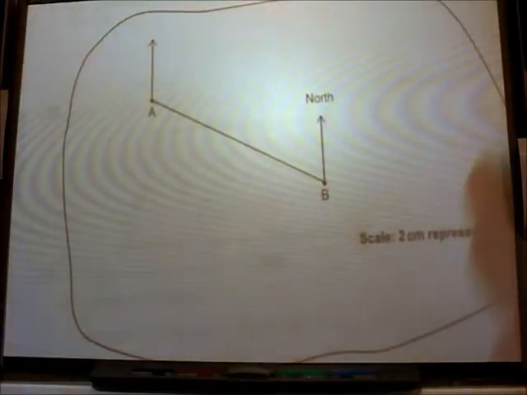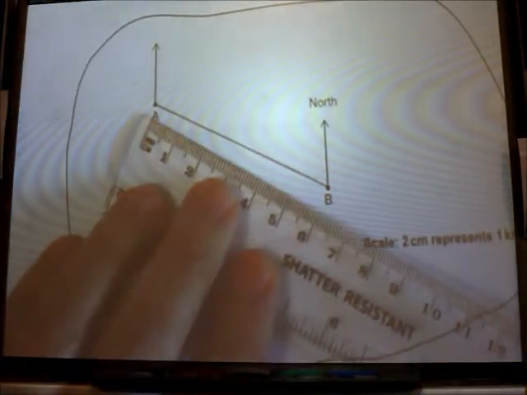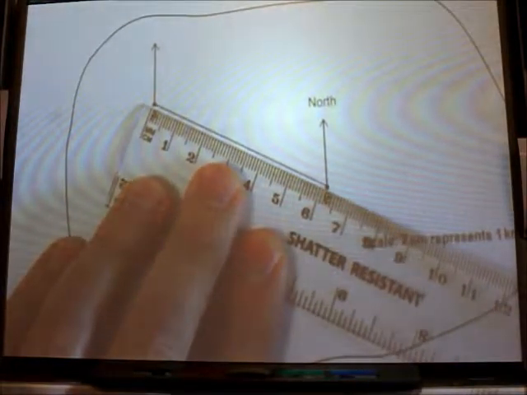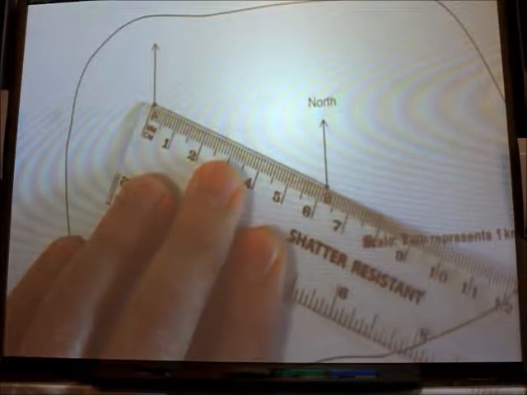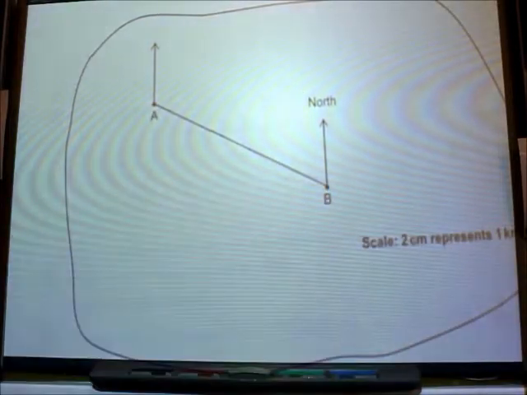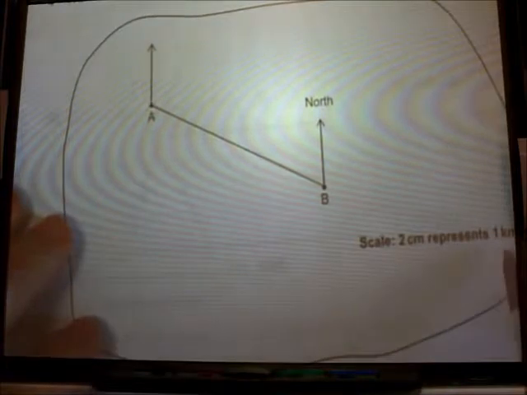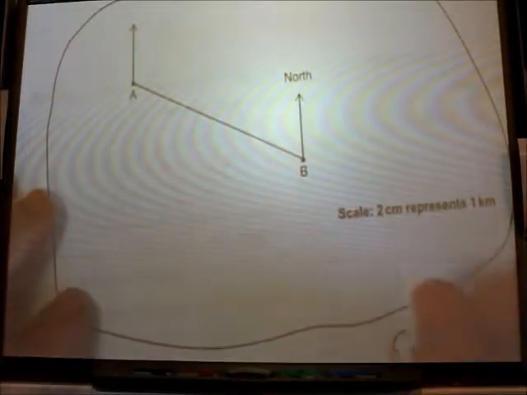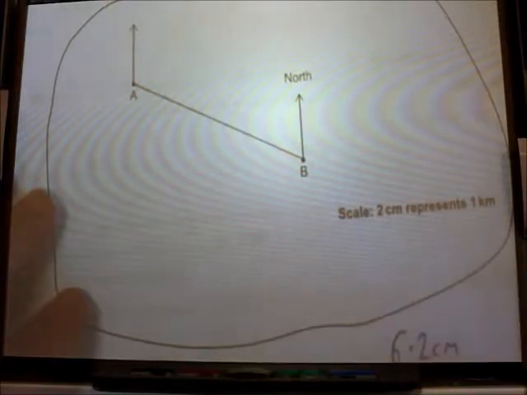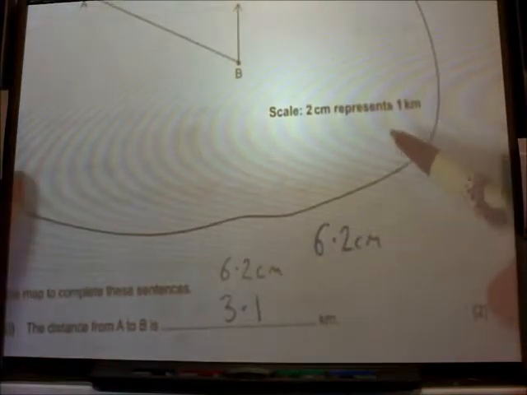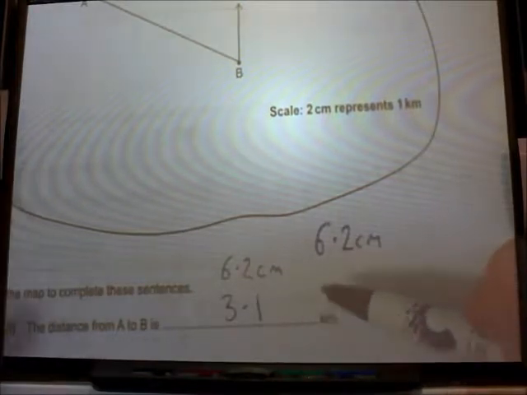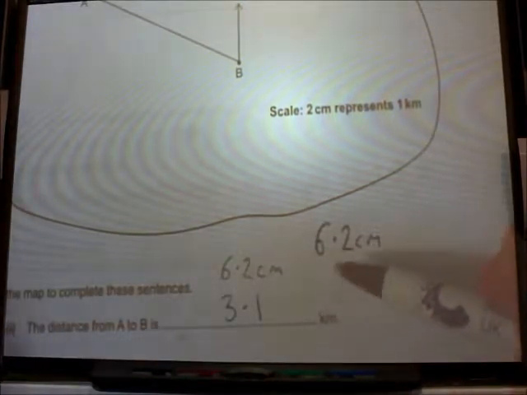So what I've done, I've measured it, and I reckon it is 6.2 centimetres. It's roughly 6.2. I think that's good enough. So each centimetre represents 1 kilometre. So 6.2 centimetres, because 2 centimetres represents 1 kilometre, that is going to be 3.1 kilometres. So the answer to that would be 3.1.